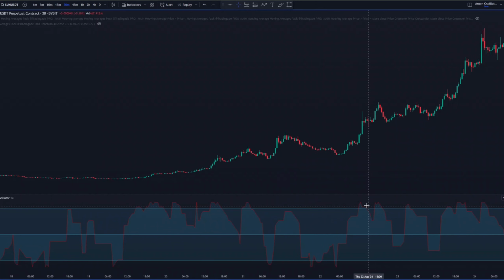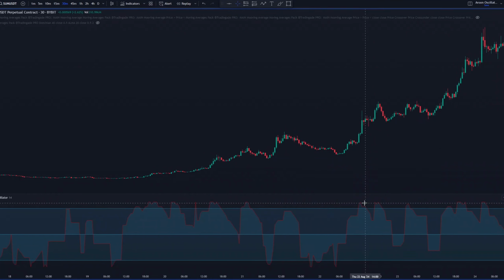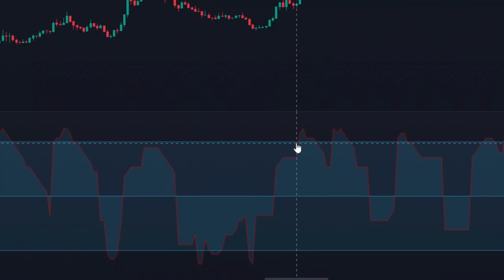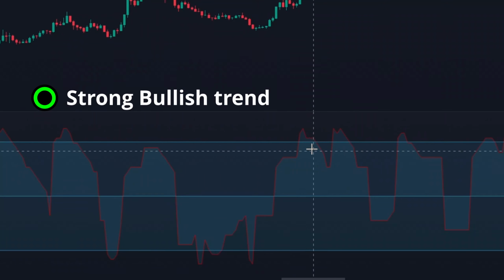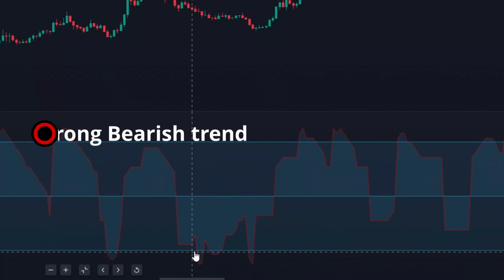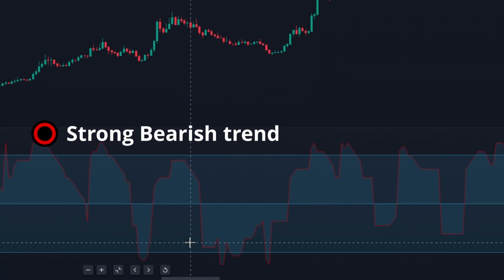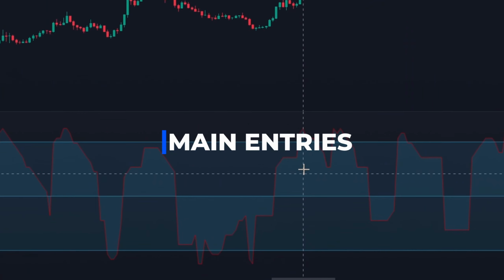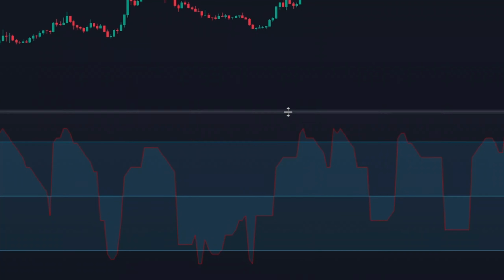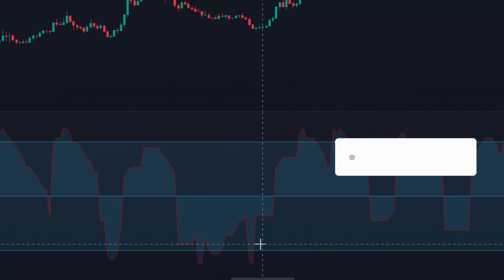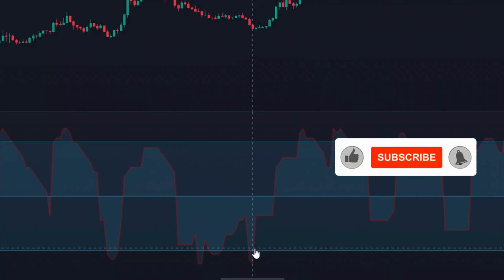The way we will use this indicator is extremely simple. Whenever the oscillator is above the upper band, so the 80 level, it may represent a strong bullish trend, whereas whenever the oscillator is below the lower band, the -80 level, it means a strong bearish trend. We will use this indicator as the main entry signal of our strategy, so we will open a long position whenever the oscillator is above the upper line, whereas we're gonna open a short position whenever the oscillator is below the lower band, the -80 level.